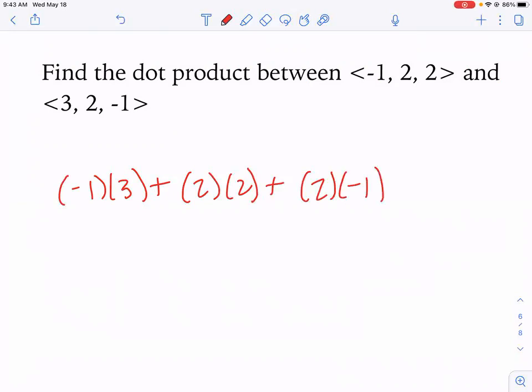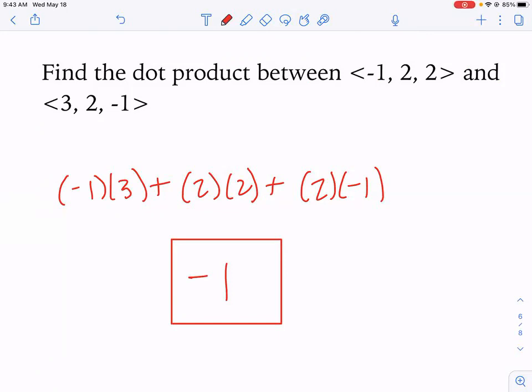Eric, what's our dot product? You don't agree, or you didn't do it? I was gonna give you time. -3 plus 4 minus 2, it checks out? Cool.